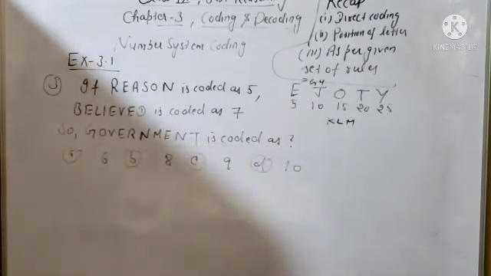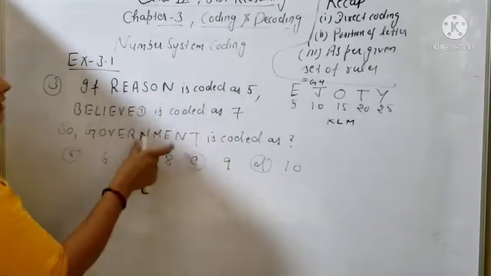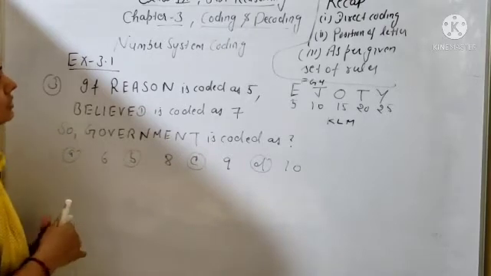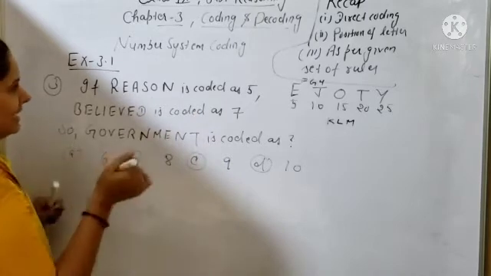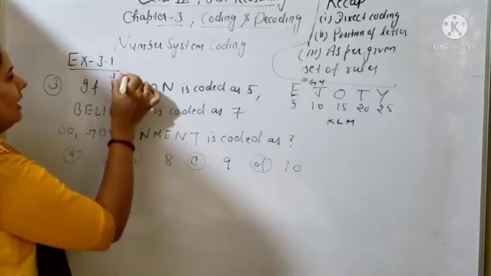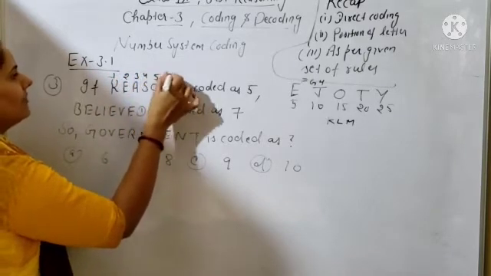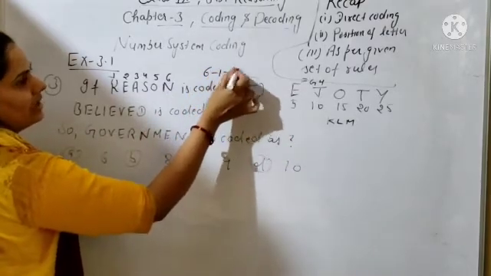Clear? Third question is given: if REASON. REASON means, what is the spelling of REASON? It is given REASON. If REASON is coded as 5, and BELIEVED is coded as 7, so what is GOVERNMENT coded as? So beta, you have to check here which rule you are following. It is coded as 5. So you can check how many letters are there. 1, 2, 3, 4, 5, 6. 6 letters are there, but you are coding here 5. It means it will be 6 minus 1 is equal to 5.